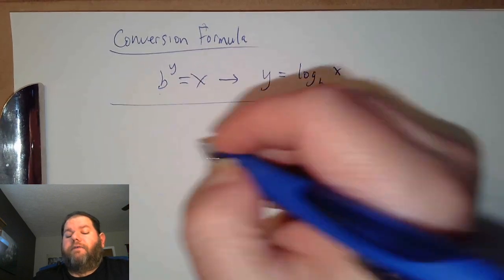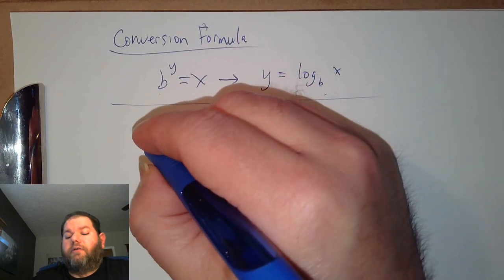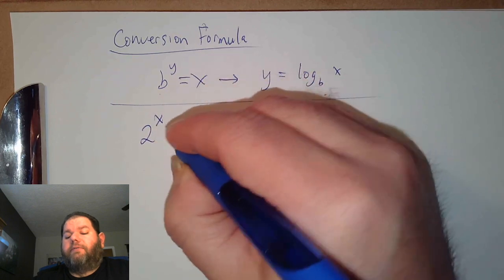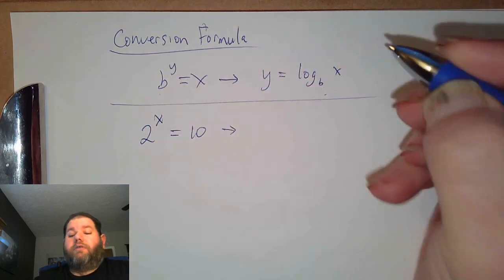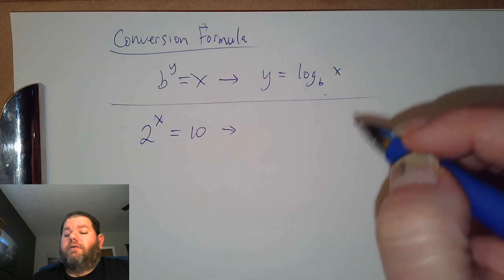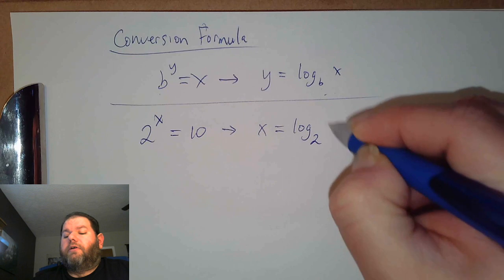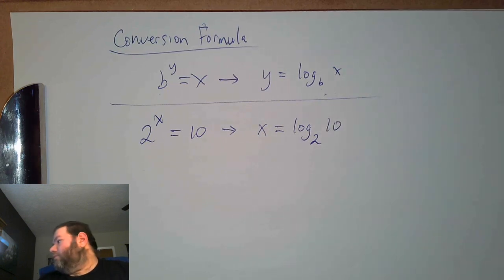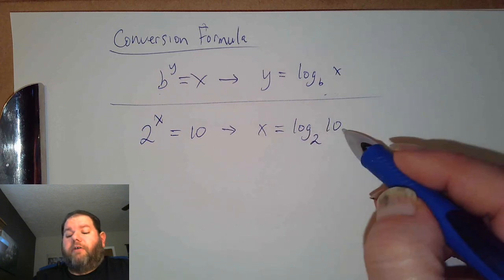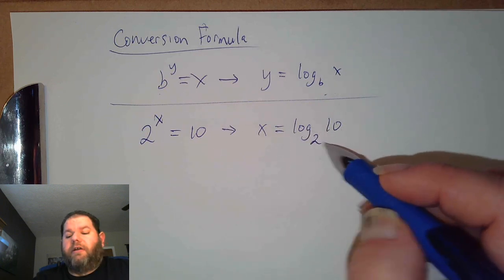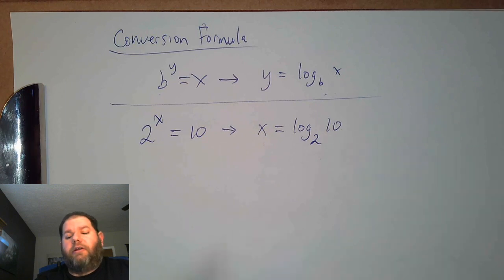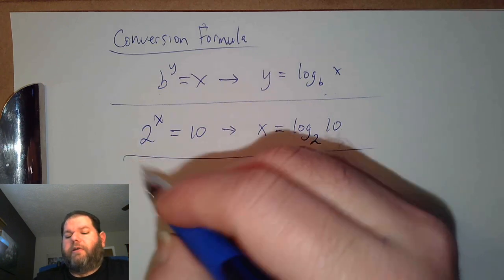So if we have 2 to the x equals 10, and we convert that, x goes over here, and we have log base 2 of 10. Now we actually are able to solve that using our change of base formula, and we can solve for x that way. There's other ways we do that, but that's one way that we can do that.